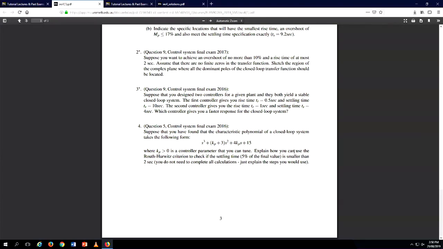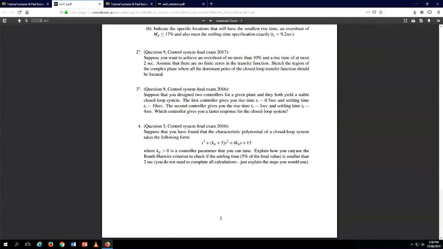So I remind you that Routh-Hurwitz criterion is used to check whether a polynomial has all its roots or zeros with strictly negative real parts, right? You can also check how many are with positive real parts, but I didn't present that result. If you just want to check stability, you can check whether all poles have strictly negative real part. But here I'm asking you something else. I'm saying I want you to achieve certain settling time, but I want you to use Routh-Hurwitz to verify this.